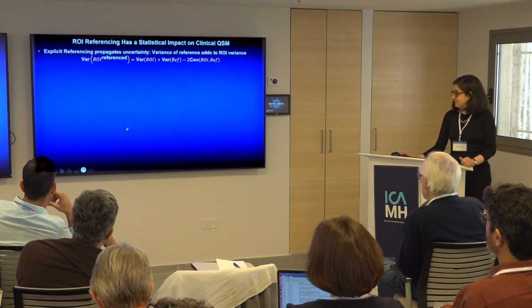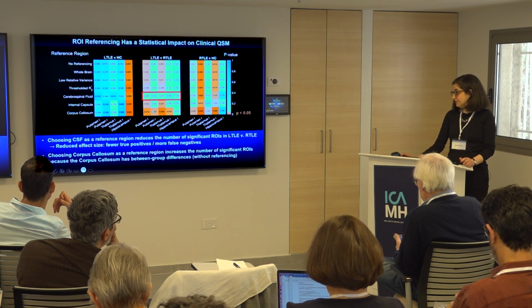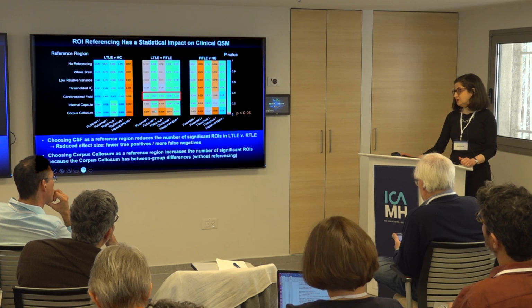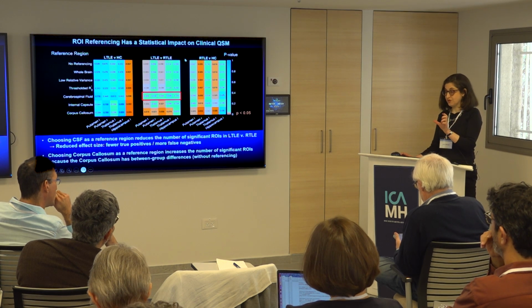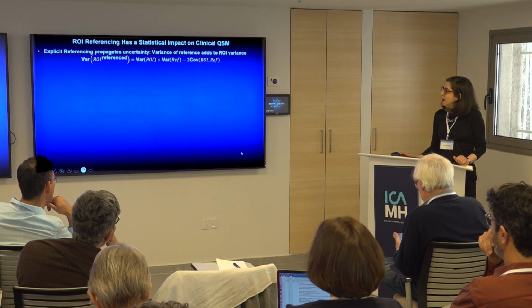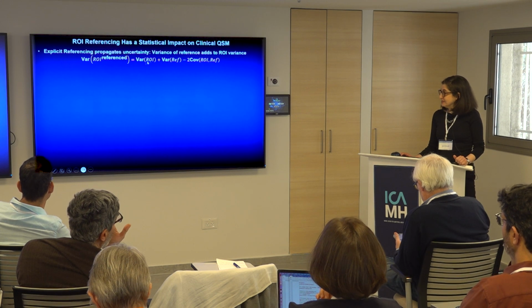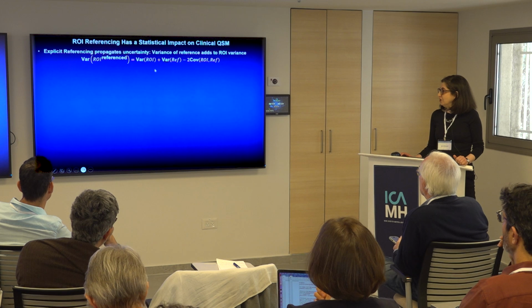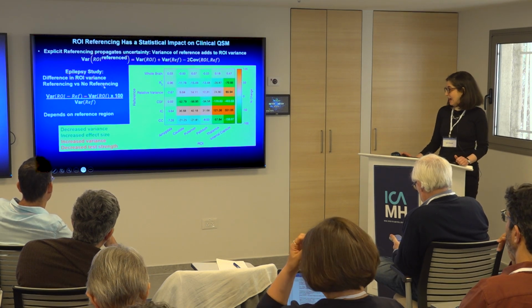But if you choose the corpus callosum as a reference, you're going to get more significant regions of interest. And that's because the corpus callosum actually already has between group differences between the different groups. So it's not a good reference region to choose. And this happens because if you do the referencing, it actually propagates the variance into your referenced ROI value. And we can see this happening here.